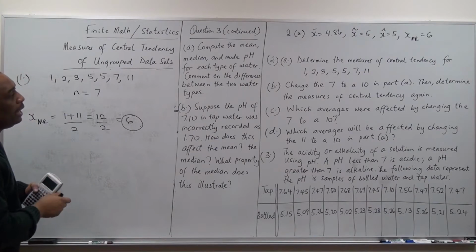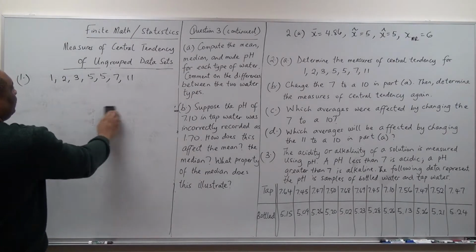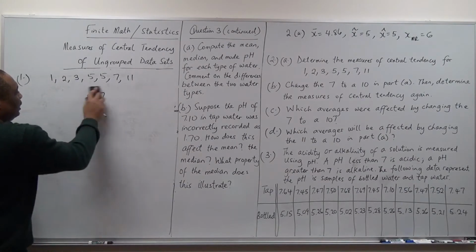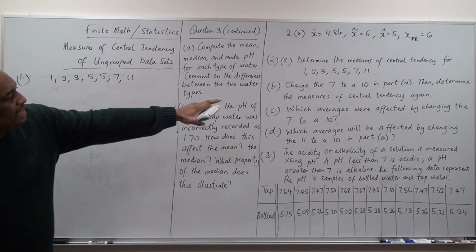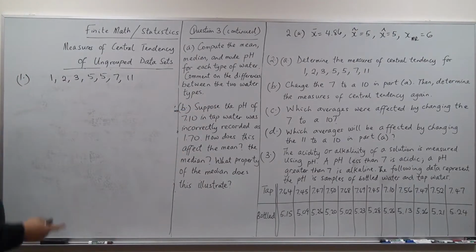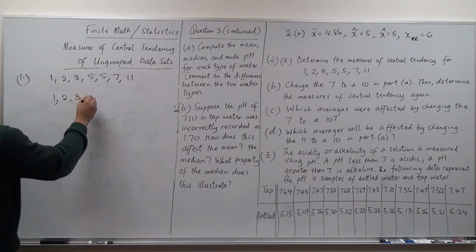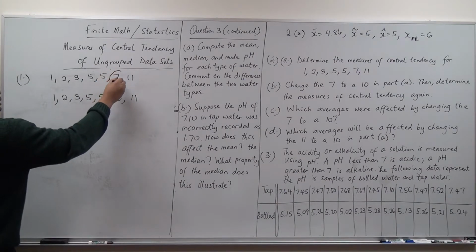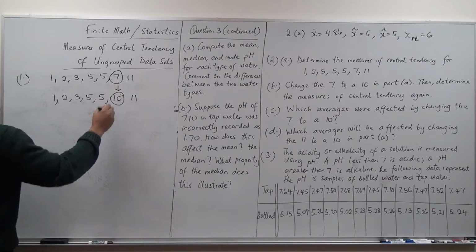Okay. Now, the B part says, change the 7 to a 10 in part A. Then determine the measures of central tendency again. Okay, so we have to change this 7 to 10. 1, 2, 3, 5, 5, 10, 11. We've changed this to this. See that?